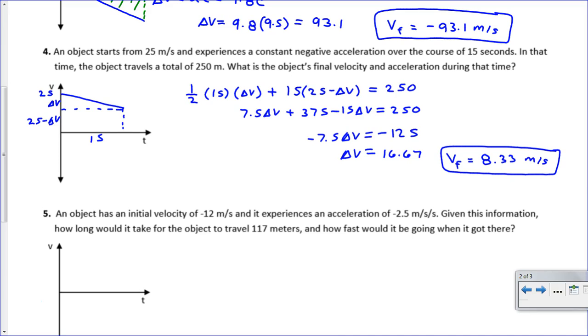And then the last thing it's asking here for is the acceleration. So acceleration here, we're looking at the slope. The velocity goes down by 8.33. Oh no, sorry, the velocity went down by 16.67. And it did that over the course of 15 seconds. This should be negative because the velocity is going down. Slope is negative in this one. And you end up with negative 1.11 meters per second squared on that.